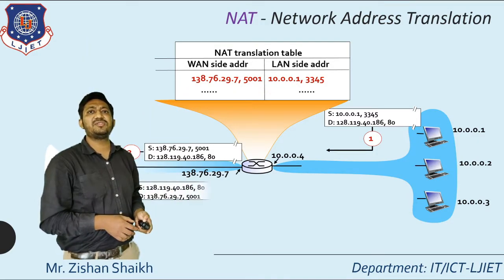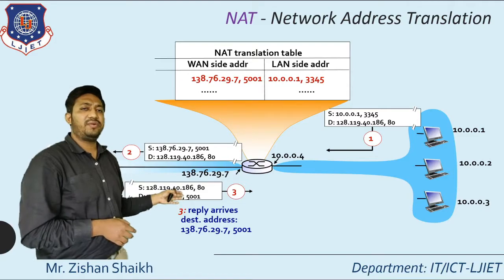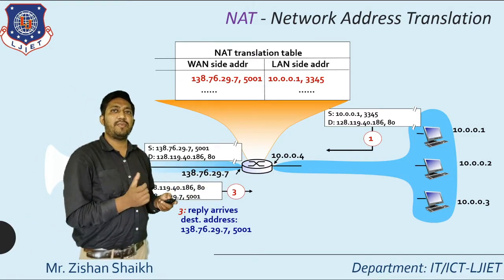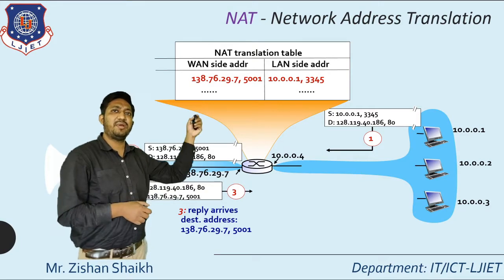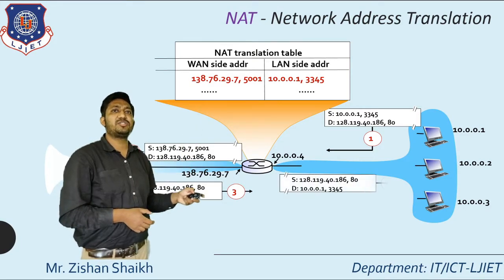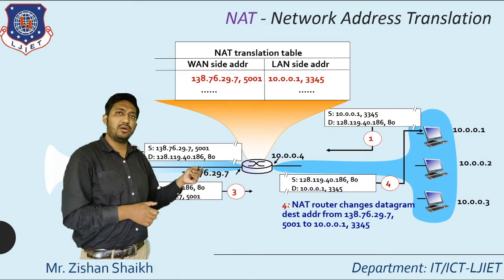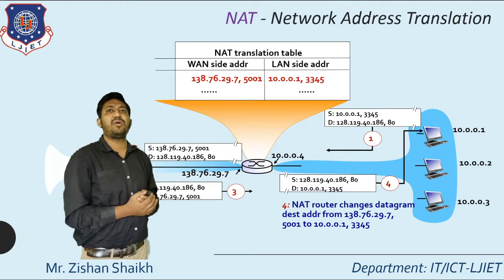Now when the response is generated by the outside world, it arrives at our NAT table. The NAT table maps it, and from this remembrance table it gives the response to the specific IP address assigned to that host. So this is the scenario of how exactly NAT is helpful.